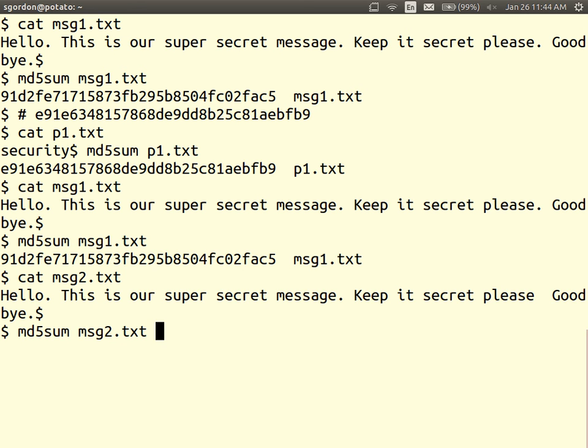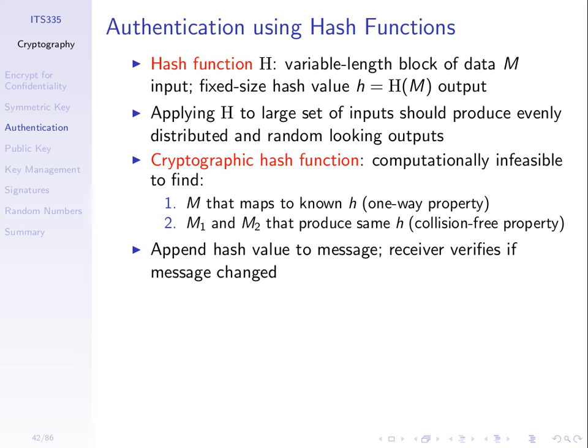91D2FE. Applying a hash on different inputs should produce random-looking outputs. Even if the two inputs are almost the same, the output should be completely different.